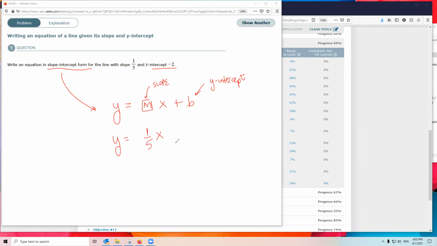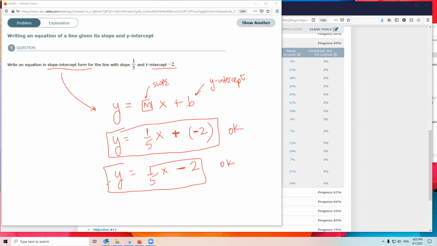And they're giving me that the y-intercept is -2. I could write this as plus -2 like that if I wanted to. This answer is okay. I can also write this answer as 1/5 x minus 2. That answer is okay also. Adding a negative number is really the same as subtracting that number. So either one of these two answers is equally okay. All we did here is we started out writing y equals mx plus b, replaced m with the slope they gave you, replaced b with the y-intercept they gave you, and that's the equation they're asking for.